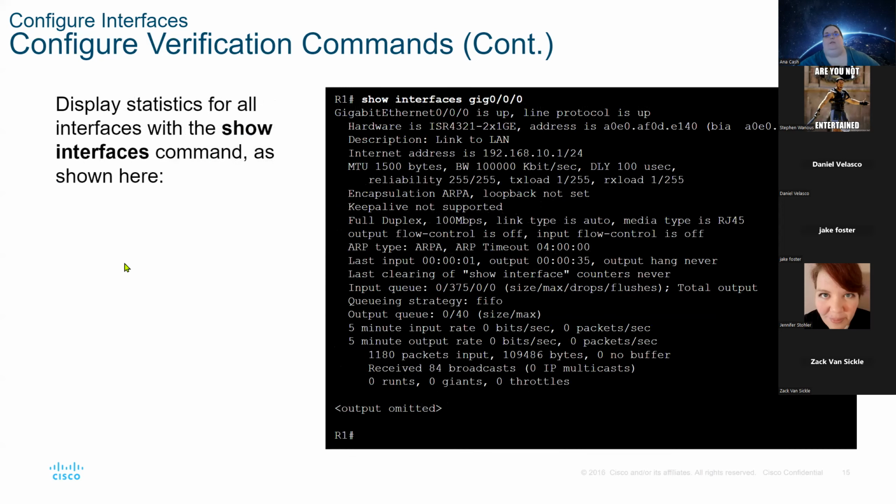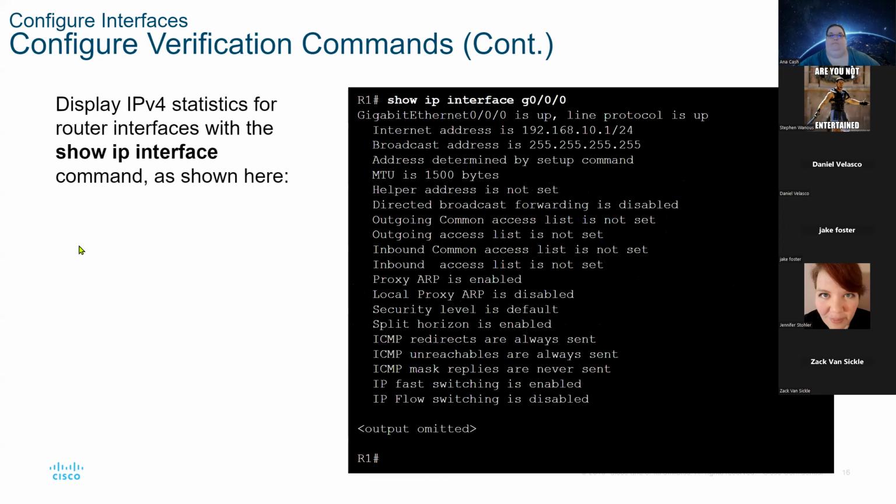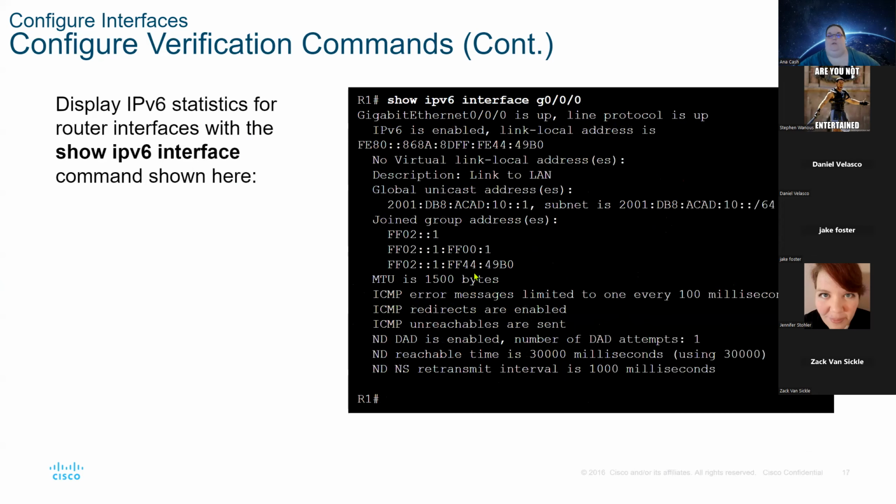Okay, so this displays statistics for all interfaces with the show interfaces command. And as you can see, it just kind of dumps all your information right there. You've got your hardware, your address, description, internet address, MTU, encapsulation. It just dumps everything, so you can see it right there. Display IPv4 statistics, and that does the same thing. And this one's IPv6 interfaces.